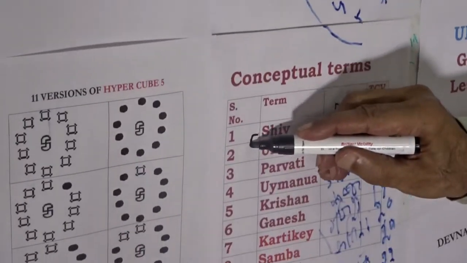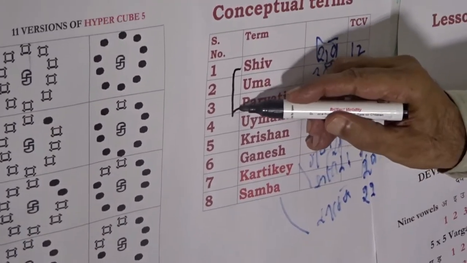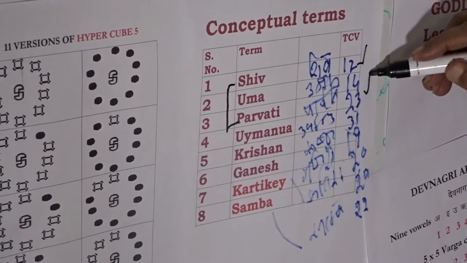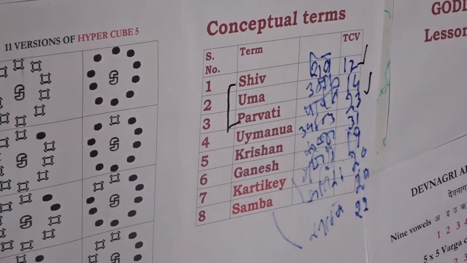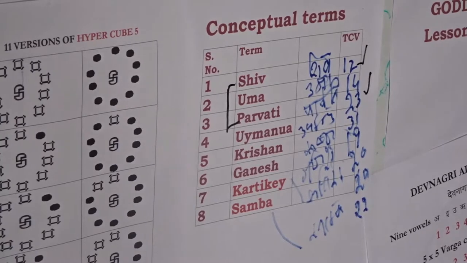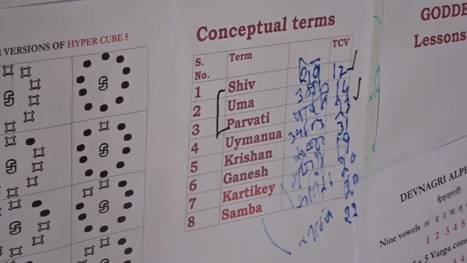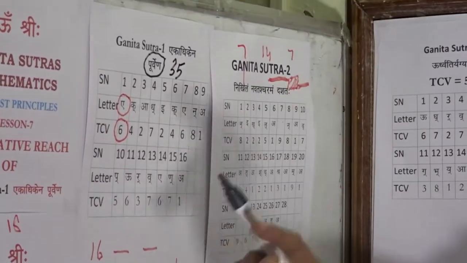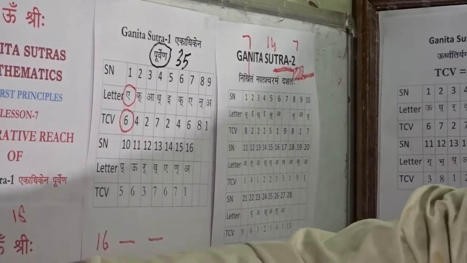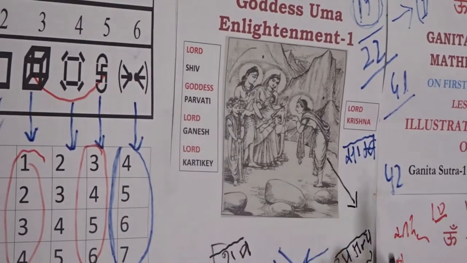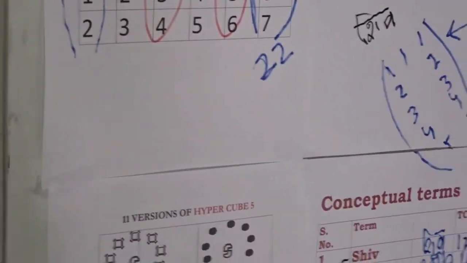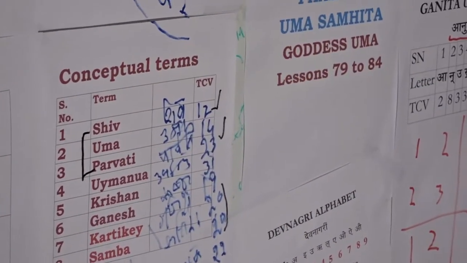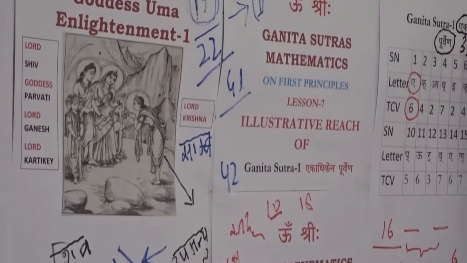Lord Shiva and the Goddess Parvati with transcendental values 12 and 23 as a summation value 35 is equal to the TCV value of the formulation Purve, while the Lord Ganesh and Lord Skanda Kartika are of TCV values 20 and 20 each, making a value 40, which is equal to the TCV value of the formulation Ekadhikar.